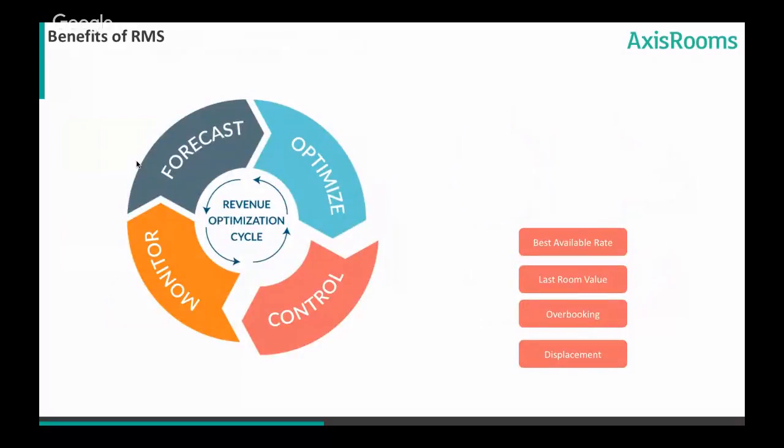So, control. The outcome of an optimization is control. The controls that are produced are best available rates, the last room value to help you with your business mix, overbooking decisions to get you close to sellout, and pricing and displacement for your group business. With time saved due to the previous steps, you now have time to monitor and assess your performance, and this can be conducted through reporting or alert functions that are available generally within a revenue management system.